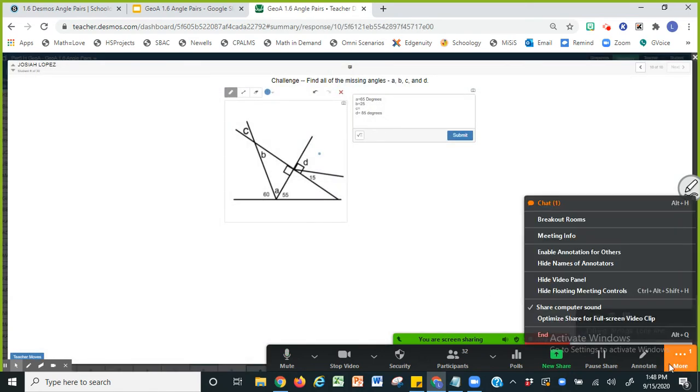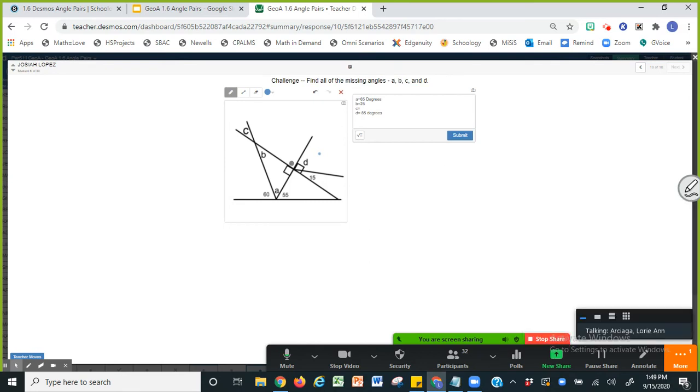Okay, so to get C, Josiah, B and C are back-to-back angles and they're forming an intersecting line pattern. So what do you call those angles? Vertical? Yes, vertical. And if they're vertical, how are their measures related? Are they the same? Yeah, that's it. Oh, okay. Yep. Thank you.